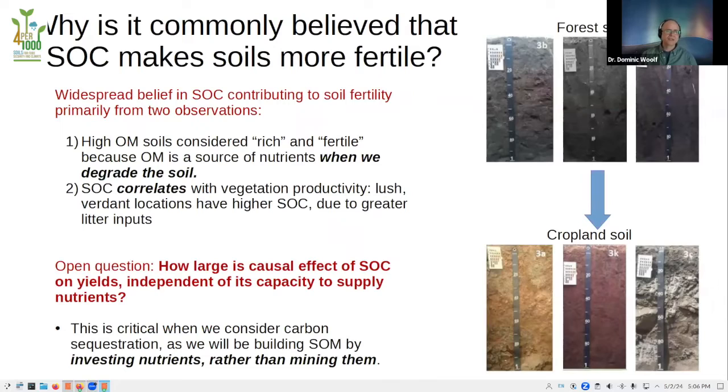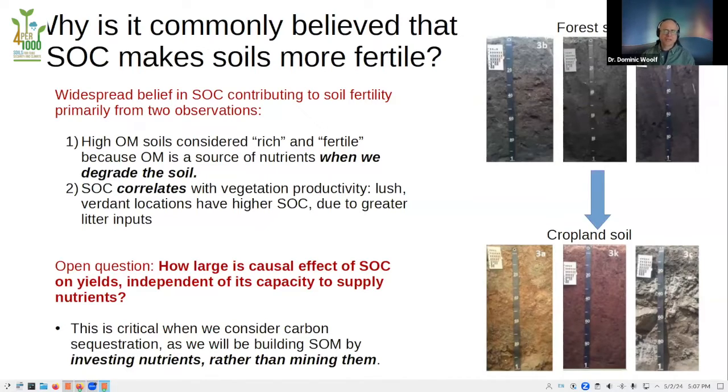I think in the main part, that comes from two widespread and well-known observations. The first is that if we have a high organic matter soil, we consider it rich and fertile because that organic matter can be a source of nutrients when we degrade that soil. What I mean by that is, if we look at the pictures on the right, we've got a few paired examples of forest soils and adjacent cropland soils. These are taken from some studies I did in East Africa, but we see similar pictures elsewhere.